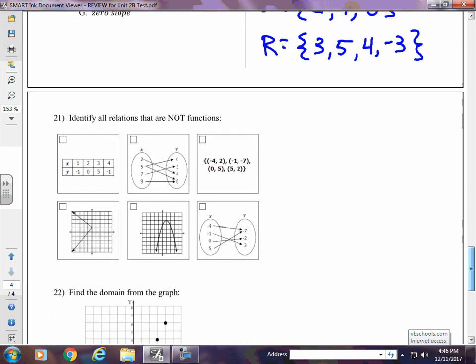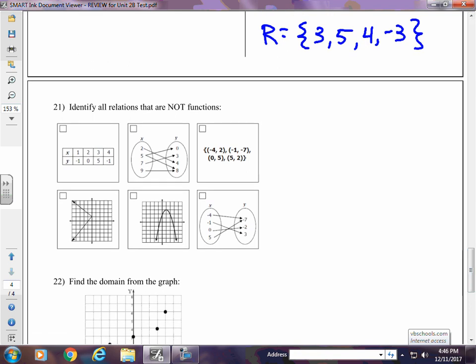Okay, for number 21, you want to determine which ones of the following pictures and things are not functions. So there's different ways to tell if you have a function or not. Okay, from a table, you're looking at the x values. If the x values are all different, it is a function. So this table is a function, so we don't want to pick that.